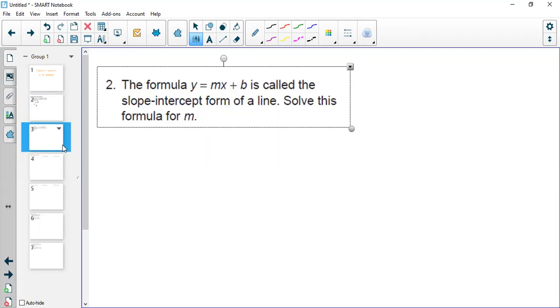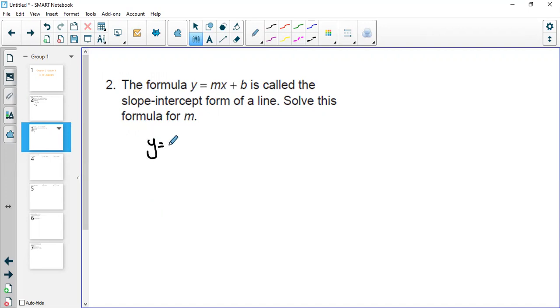The formula y is equal to mx plus b is called the slope-intercept form of a line. This is going to be a lesson for you in geometry. You will learn this slope formula later. For now, just remember that y is equal to mx plus b. Solve this formula for m. So we need to isolate the m. How are you going to isolate the m?